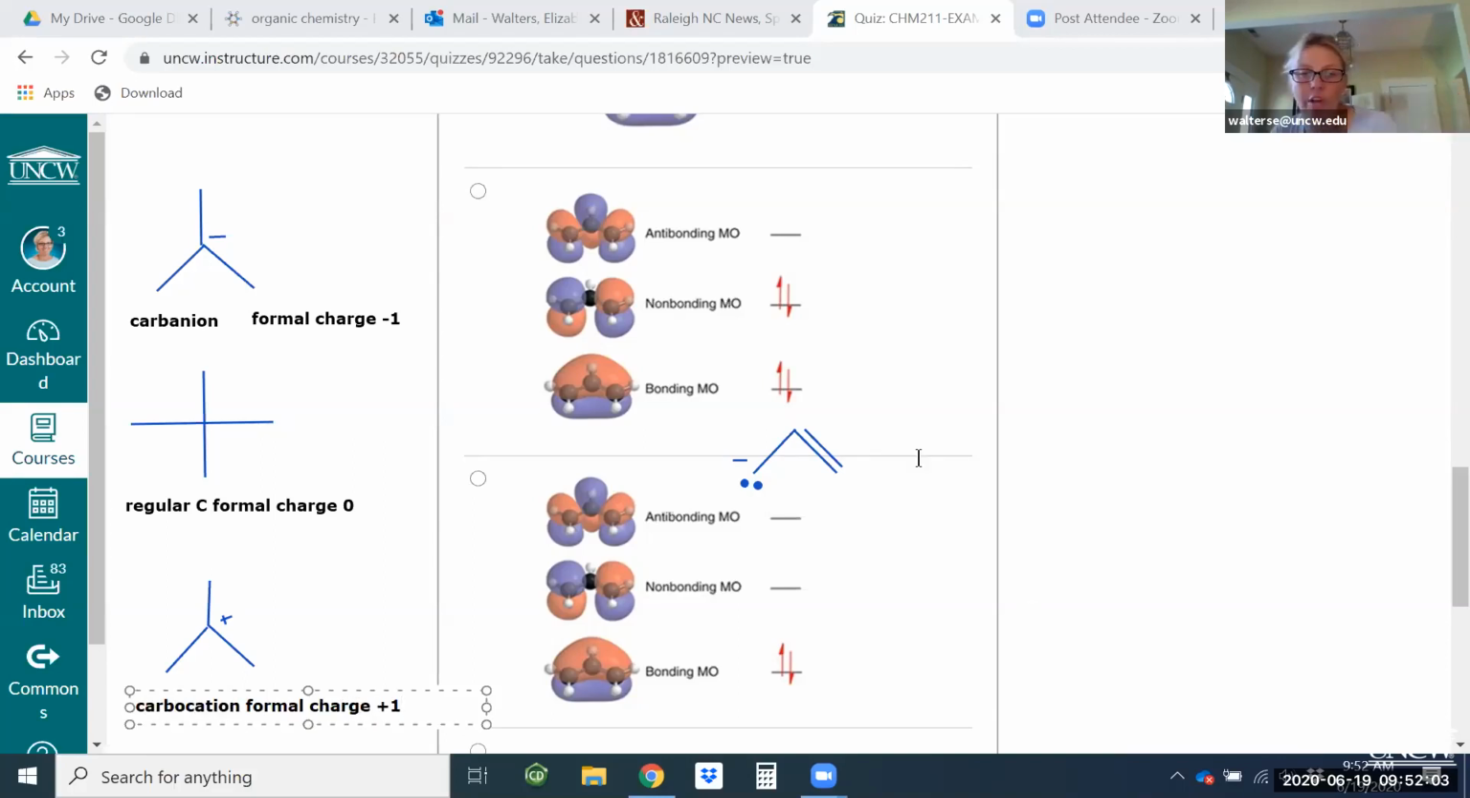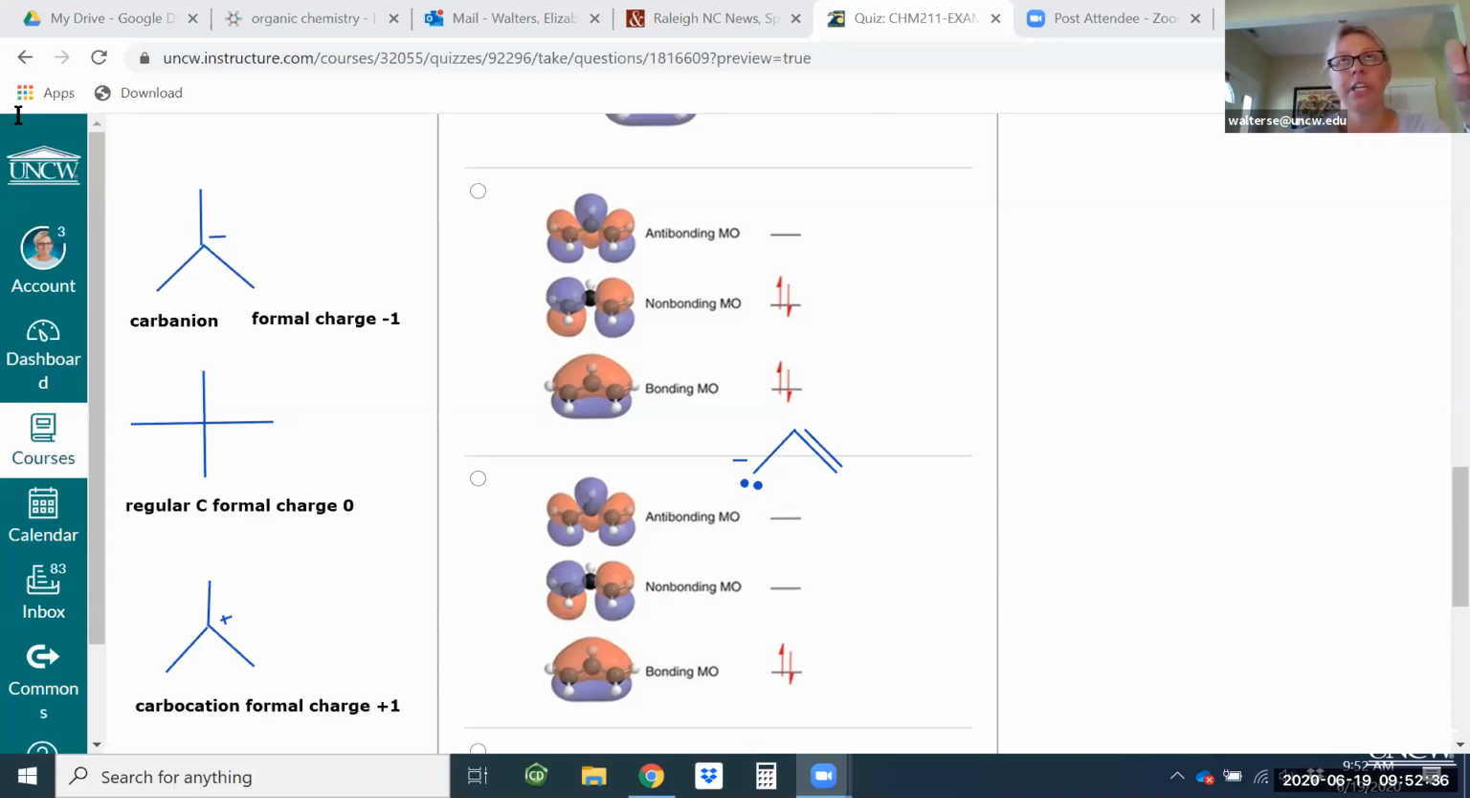So all compounds, or all atoms, can do this. Like you have a regular oxygen, 2 bonds, 2 lone pairs, that has a formal charge of 0. Then you have oxygen anion, which would have 1 bond and 3 lone pairs, formal charge -1. And then an oxygen cation, 3 bonds, 1 lone pair, formal charge +1. So all the atoms can do this, but the only ones that have specific names are carbon.